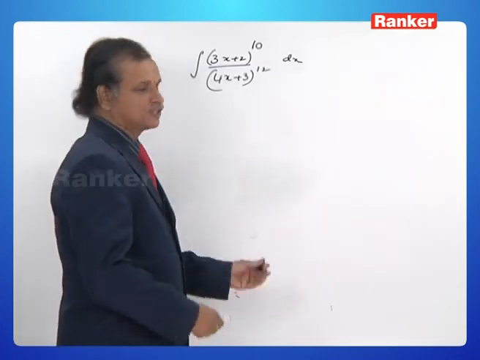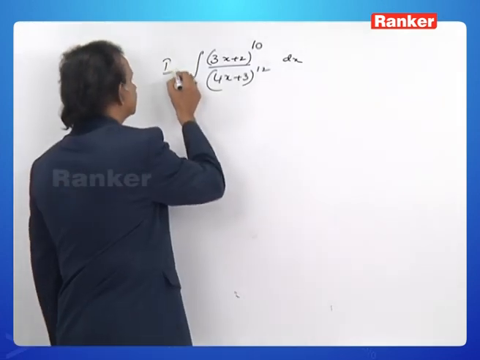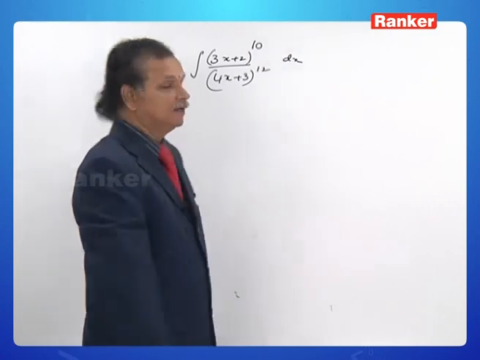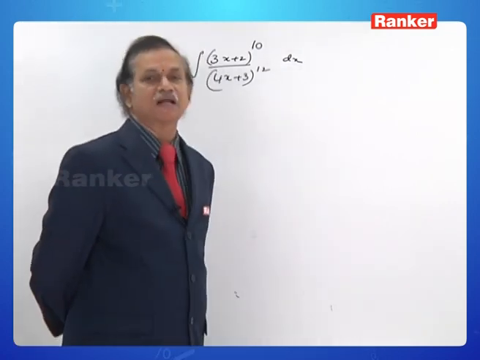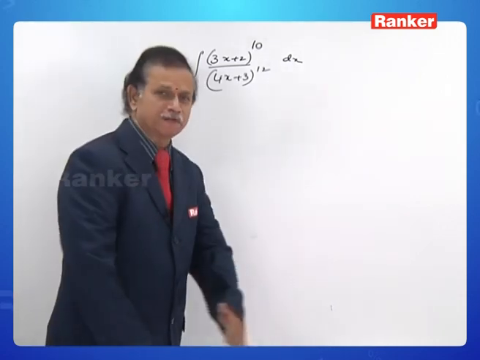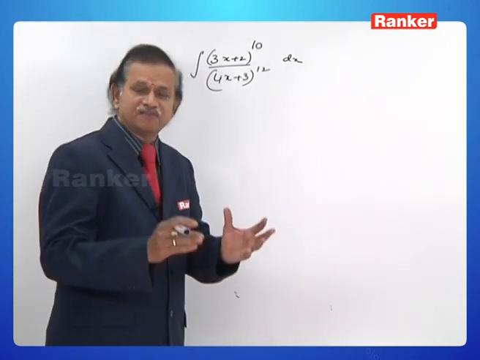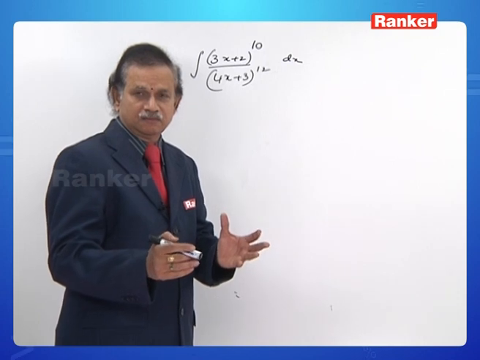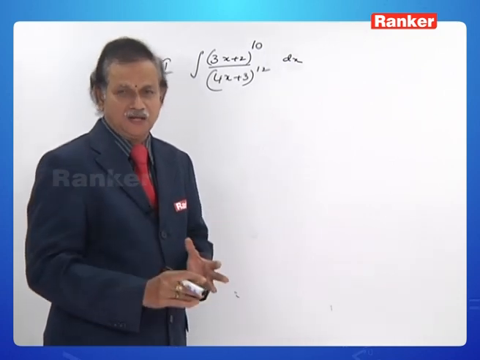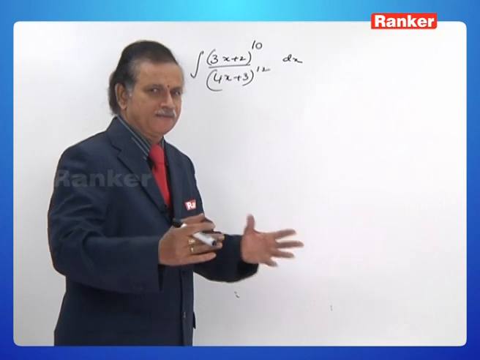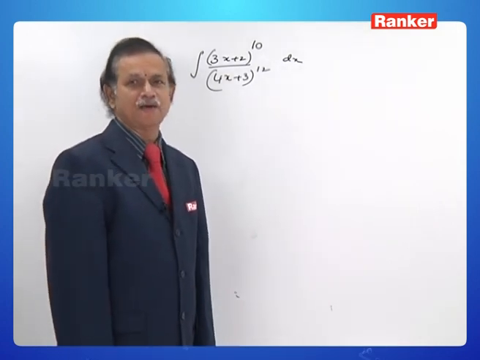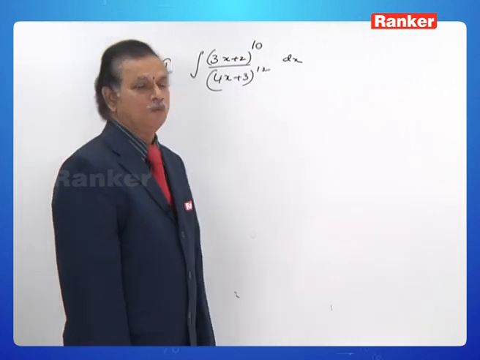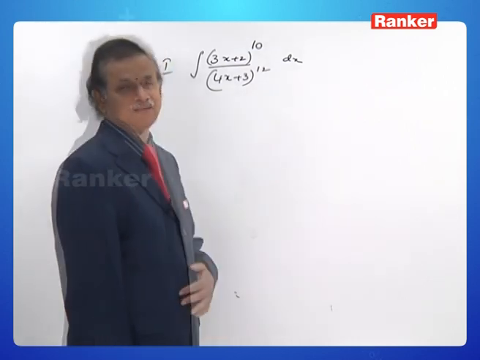The next problem before us is integral of 3x plus 2 whole to the power of 10 by 4x plus 3 whole to the power of 12 dx. Try to think of. Well, you choose the problems in such a way that you think of for a little while. Are we able to get the idea immediately or not? If not, you treat that as a good problem or an important problem. Well, how to get this done?